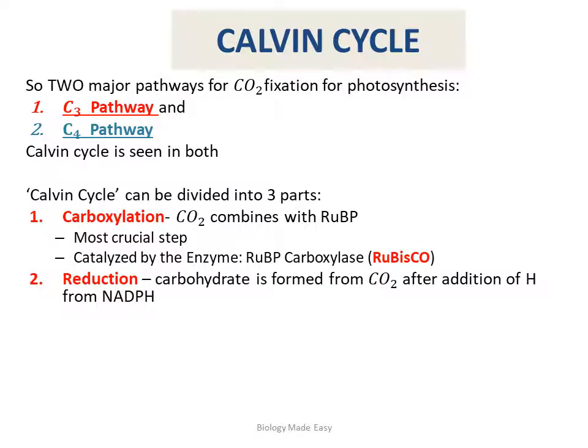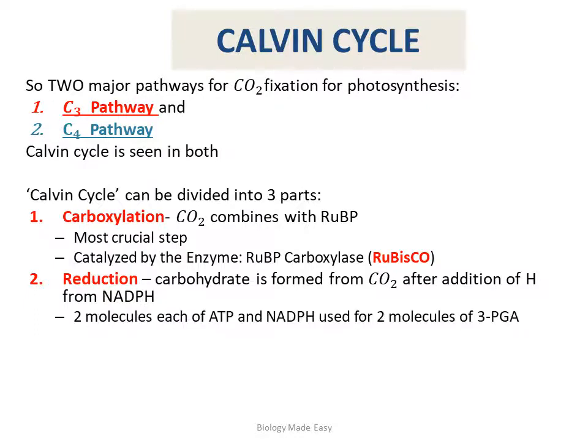The second step in the Calvin cycle is reduction. Here, carbohydrate is formed because to 1 carbon of CO2, 1 molecule of H is added. This H comes from NADPH, which was formed during the light reaction. So 2 molecules of ATP and 2 molecules of NADPH are used because there are 2 molecules of 3-PGA in 1 cycle. And the final and third step is in which RuBP is regenerated to combine with another.